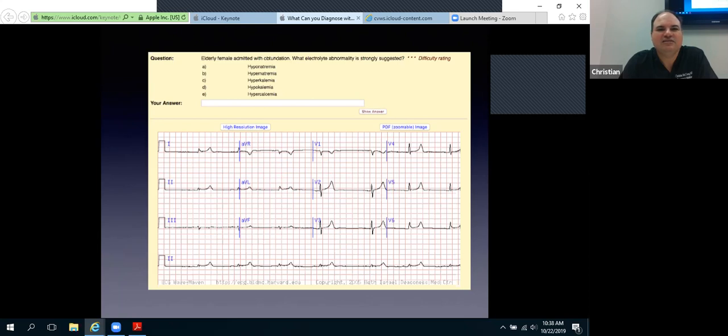Hyperkalemia. You see tented T waves here, and that's the first sign: tenting of the T wave. Then the QRS starts to widen, and things progress from there, and the bradycardia continues. But bradycardia with a tented P wave, that's what you get.